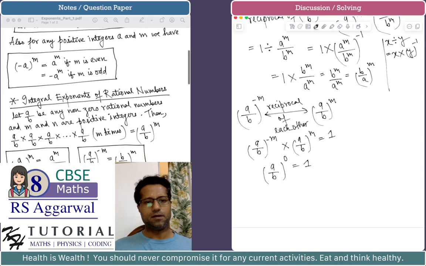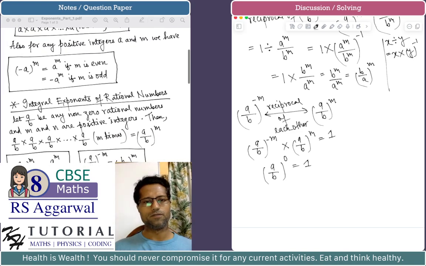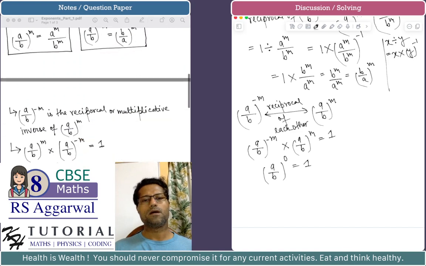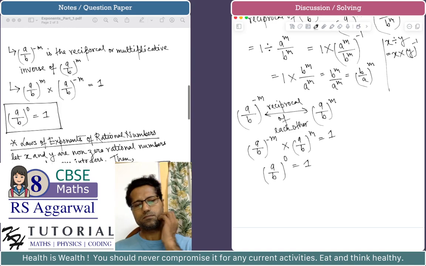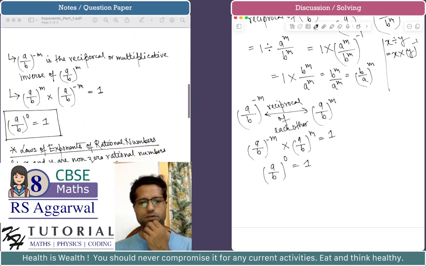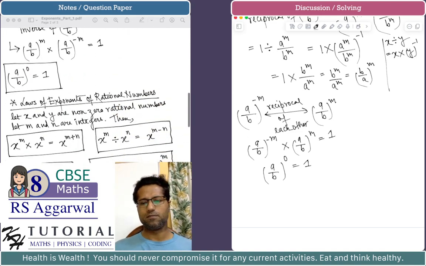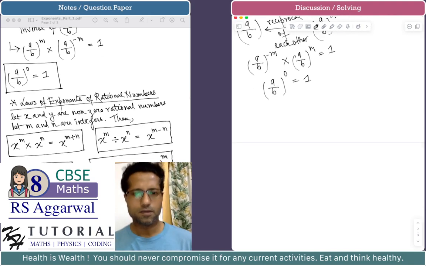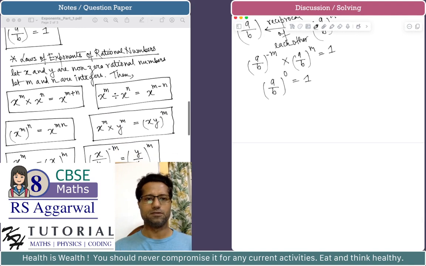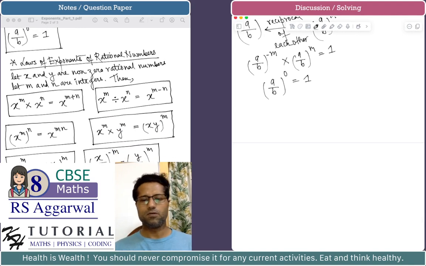Okay, so these are more or less the basics of the integral exponents of rational numbers. Now let's discuss the laws of exponents. There are some laws of exponents, so we will discuss the laws of exponents of rational numbers.